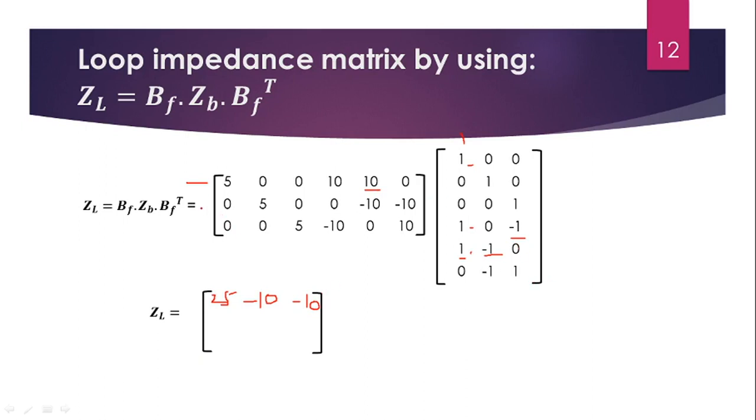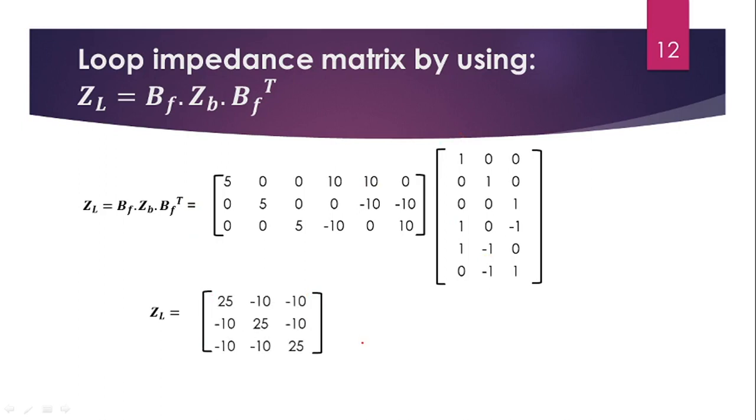In the same way you can also do the second row with the first, second and third columns to get the second row elements, then the third row with the first, second and third columns to get the third row elements. So here we find the loop impedance matrix.